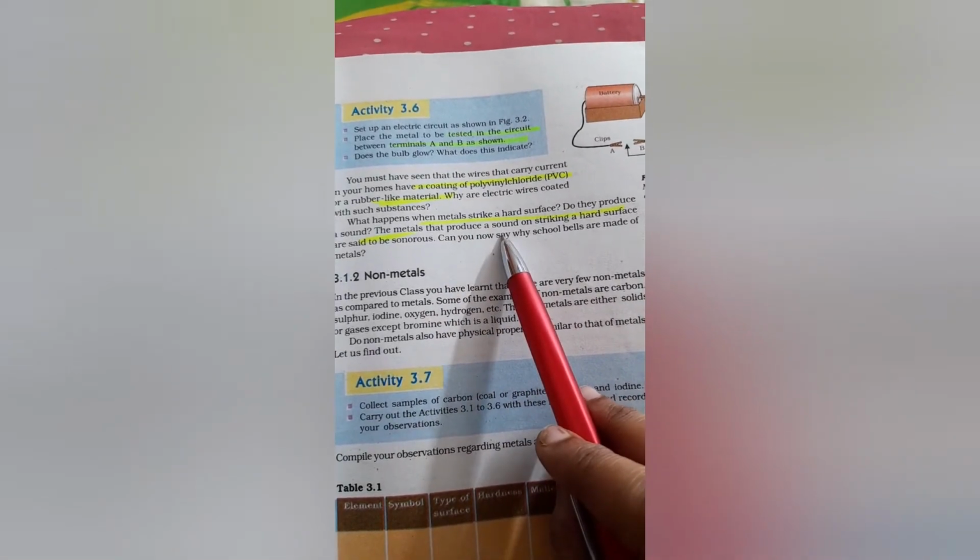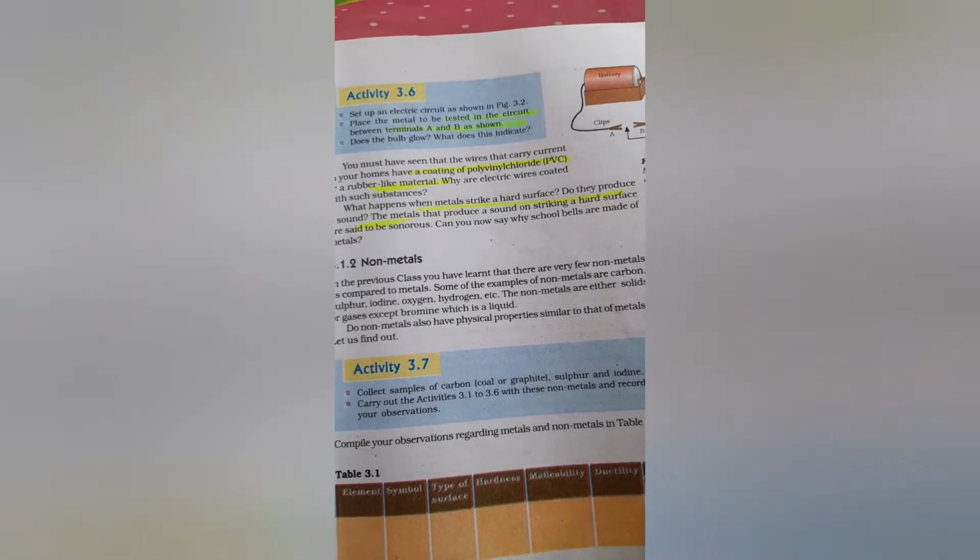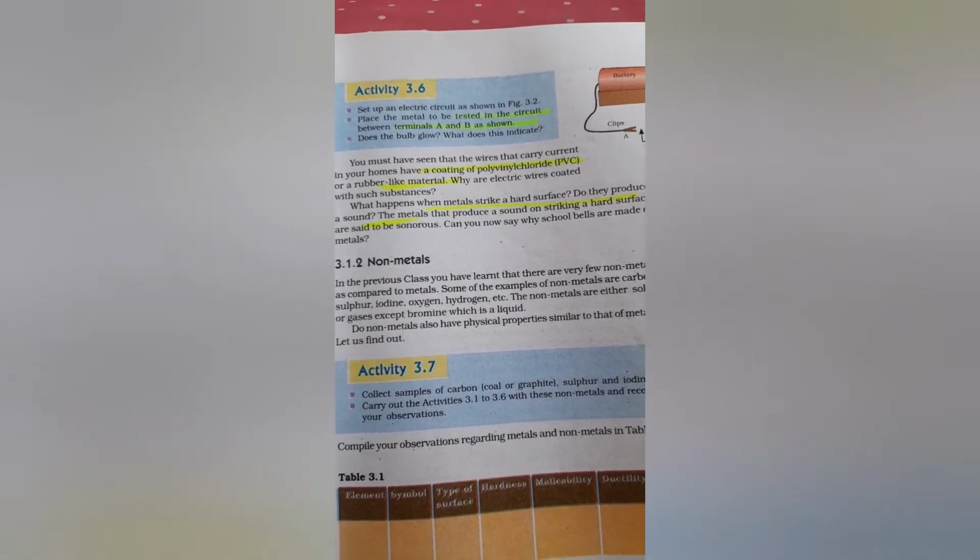What happens when you strike a metal on a hard surface? They will produce sound, because that is a property of metals: when you strike them they produce sound, and metals are sonorous. That is why school bells and the like are made of metals.